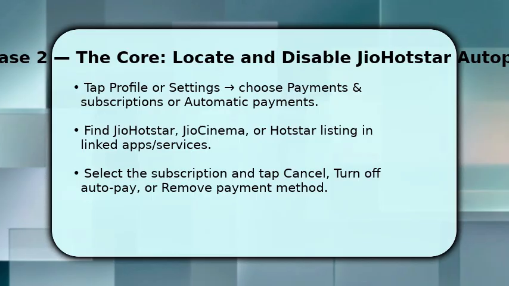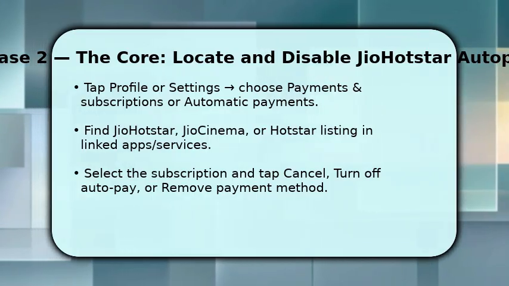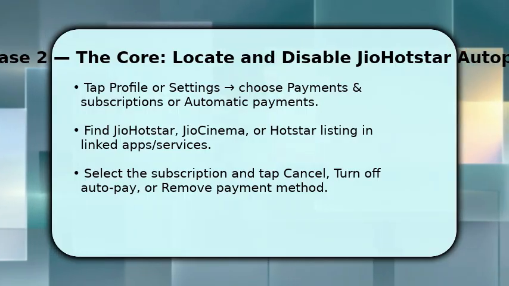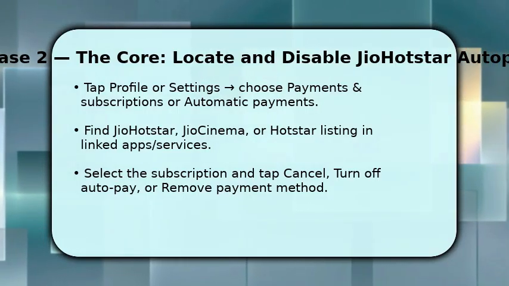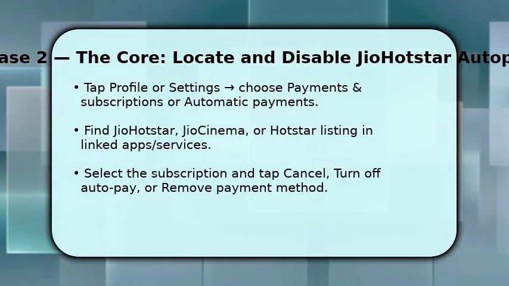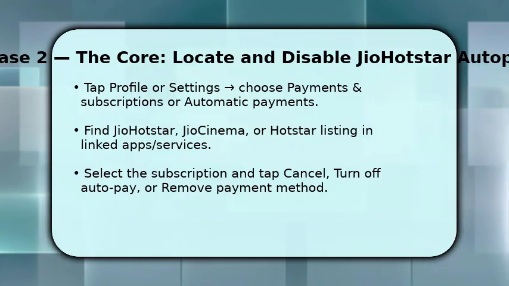Tap the service to view details, then choose Cancel Subscription, turn off Autopay, or Remove Payment Method. Use the option that stops recurring authorization. Confirm any prompts. Make sure to read the confirmation text, because you finish by verifying.